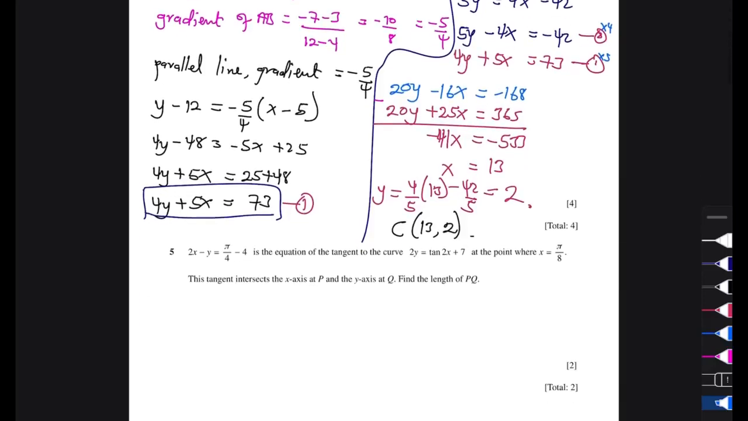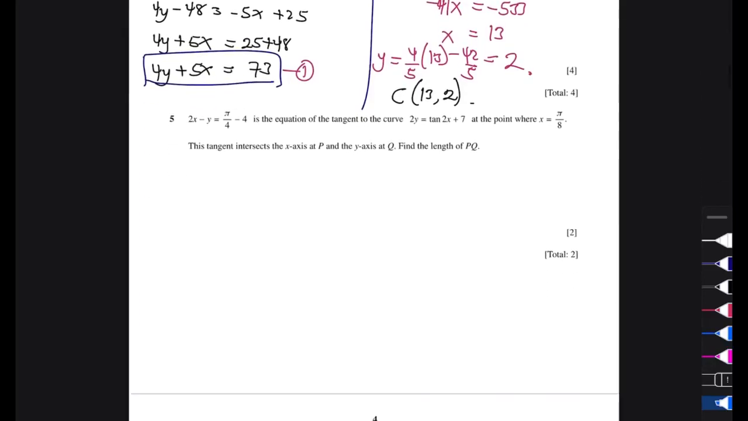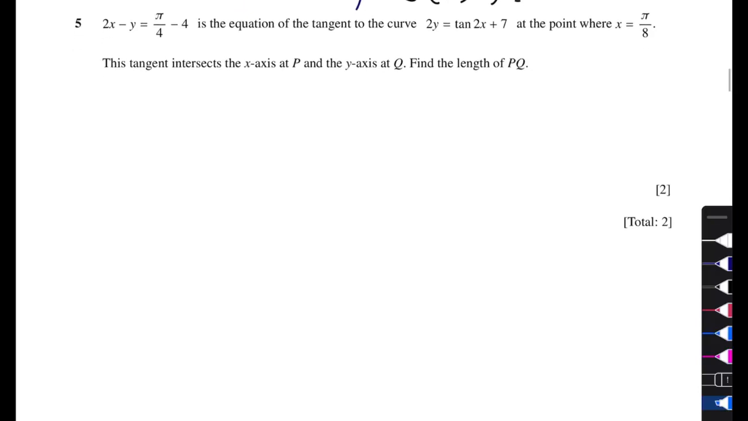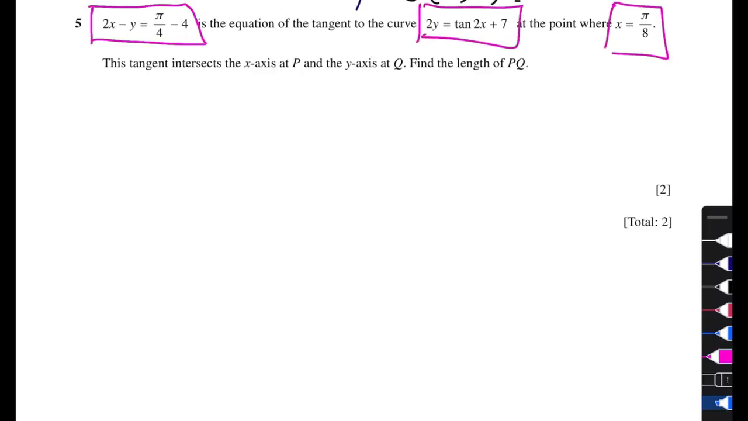Okay, now let's move on to question number 5. Question 5 says that, okay, we have this particular line here. Let me use a bright color. All right, this line is tangent to this curve at this point. So what do they want? They said that this tangent intersects the x-axis at P and then the y-axis at Q. So we should find the length of PQ.